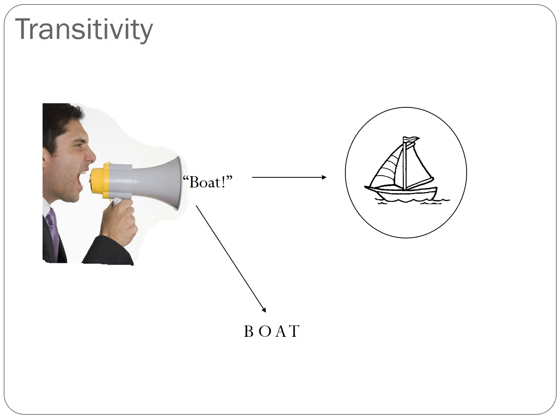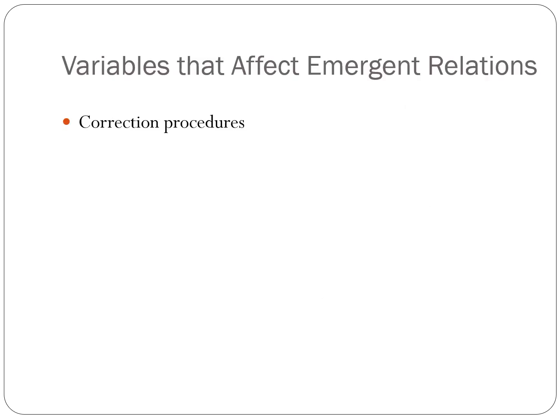If you're also able to select a picture of a boat when you see the word boat, and vice versa, transitivity has emerged. Again, it only counts as transitivity if this was not directly taught. There are many variables that can make the emergence of relational responding more or less likely. Firstly, we've seen that more opportunities for the contact of consequences, both reinforcement and punishment or extinction, can lead to better and more efficient establishment of stimulus control.